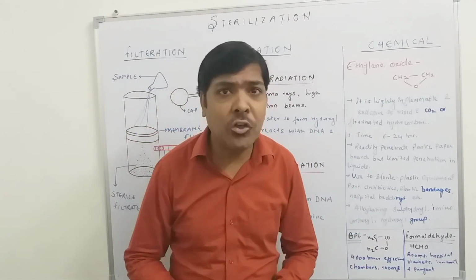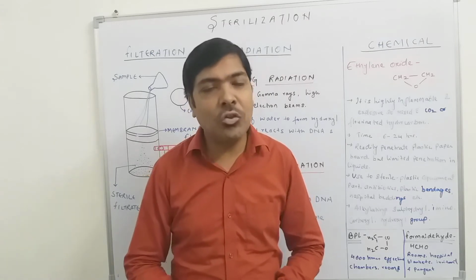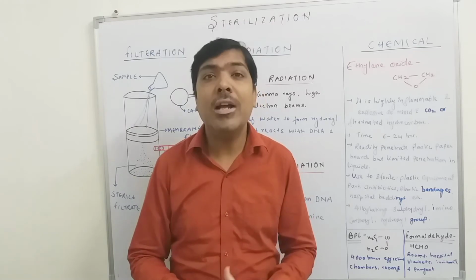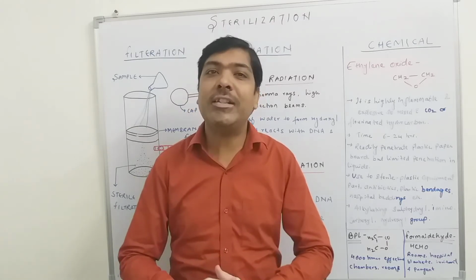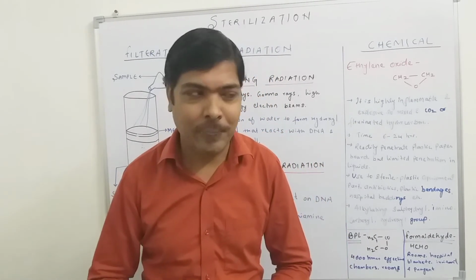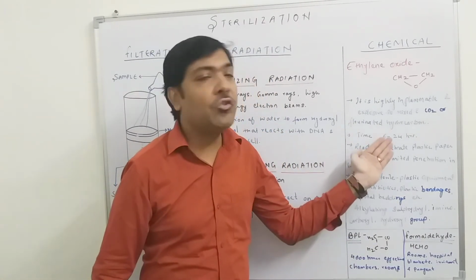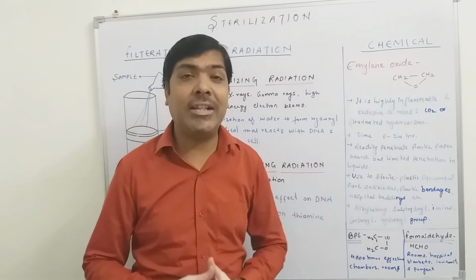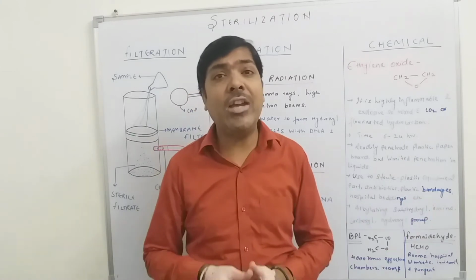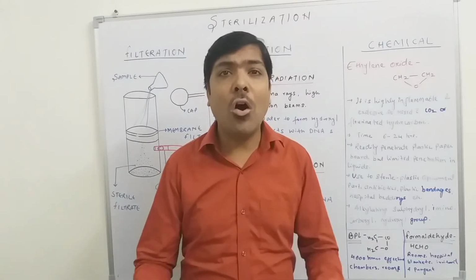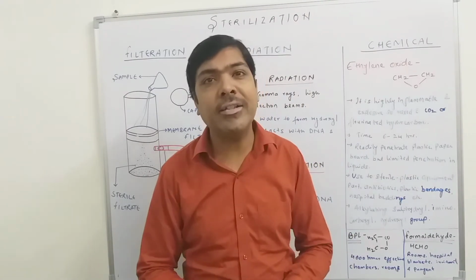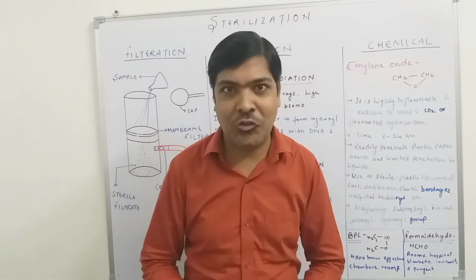Ethylene oxide is considered to be highly inflammable. So we cannot use pure ethylene oxide as such, but rather we have to mix the ethylene oxide with some inert gases like carbon dioxide or fluorinated hydrocarbon. Now, the time of exposure of ethylene oxide which is necessary for sterilization is around 6 to 24 hours. It means we have to expose the substance, material or area for around 6 to 24 hours if we have to achieve sterilization.